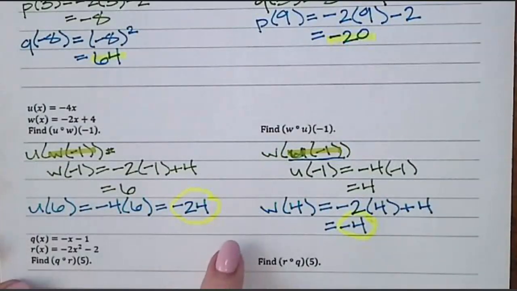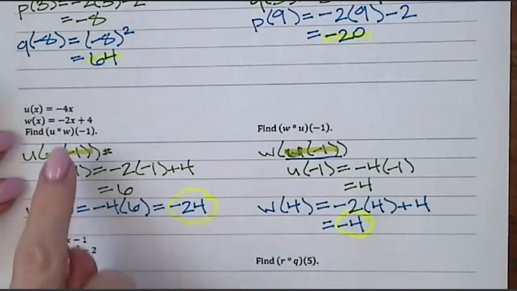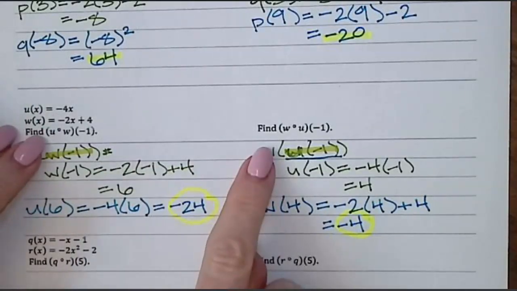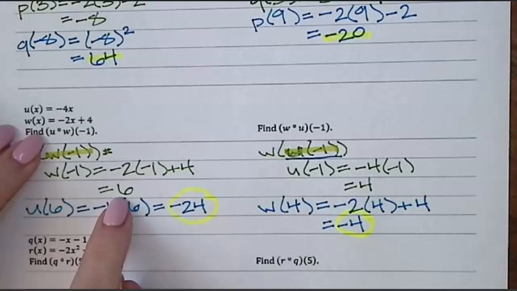Just be sure when you do this in ALEKS that you don't, it's going to ask you both of these. So be sure that you don't use this intermediate answer all the way to the end for your first one, then all the way to the end for your second one.